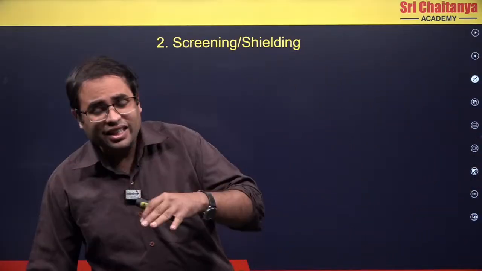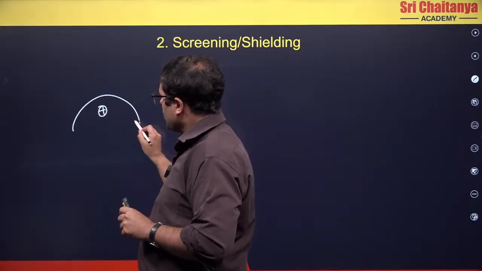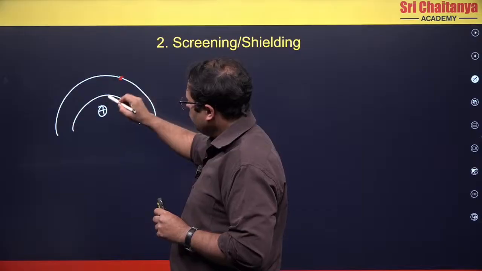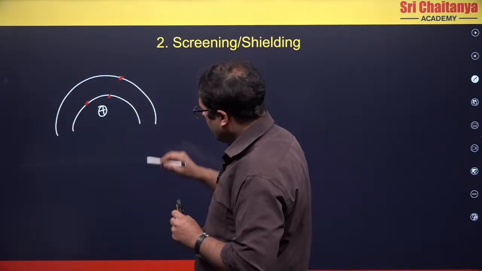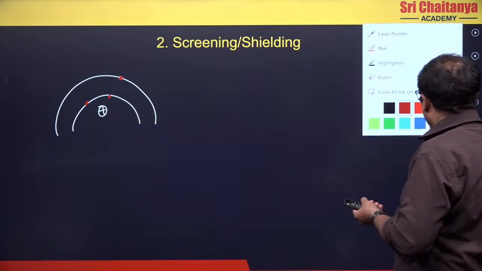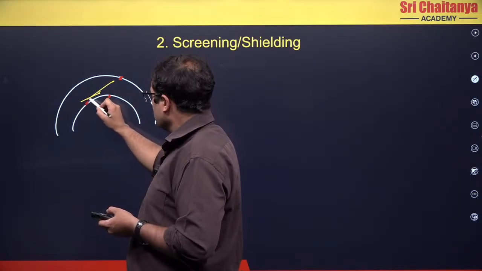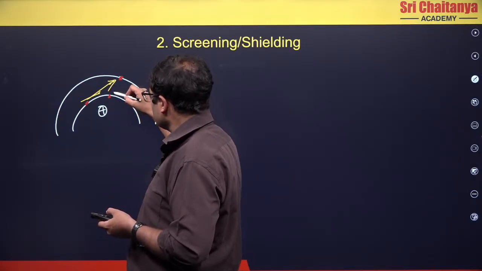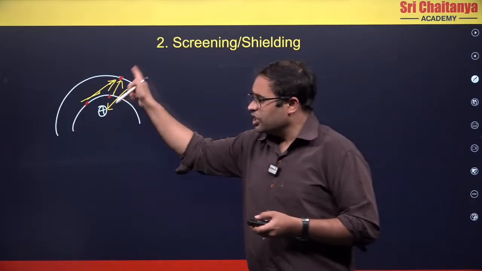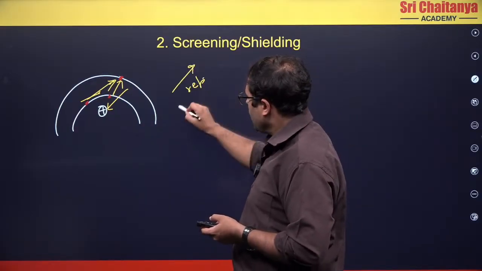Next, screening or shielding. This screening or shielding I have already discussed with you, but I'll repeat a little bit here also. So if you have the nucleus here and you have an electron here and you have an electron here and you have an electron here also. The nucleus is actually attracting this outer electron towards this direction, but these intermediate electrons are doing what? They are repelling, right? So this electron is repelling this electron towards this side, this electron is also repelling this electron towards this side, but the nucleus is attracting towards this side. You can see the repulsion arrows are in an opposite direction to the attraction arrows, right?